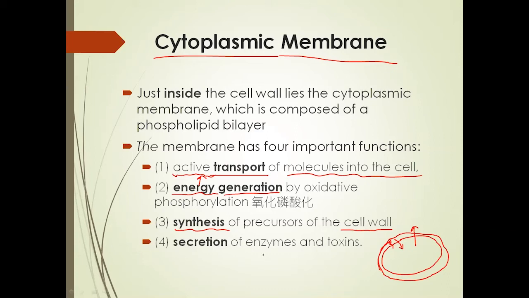They can also produce or secrete some enzymes and toxins. These enzymes and toxins usually act on human body tissues, so they may damage human tissues or cells. So that's the function of the bacterial membrane. When we talk about function here, it does not mean everything is good for the human being. It is good for the bacteria.